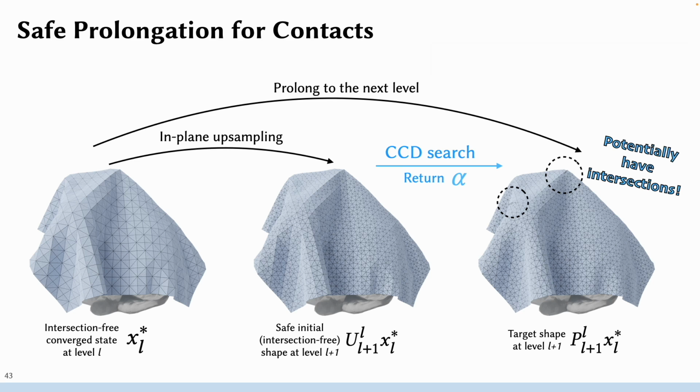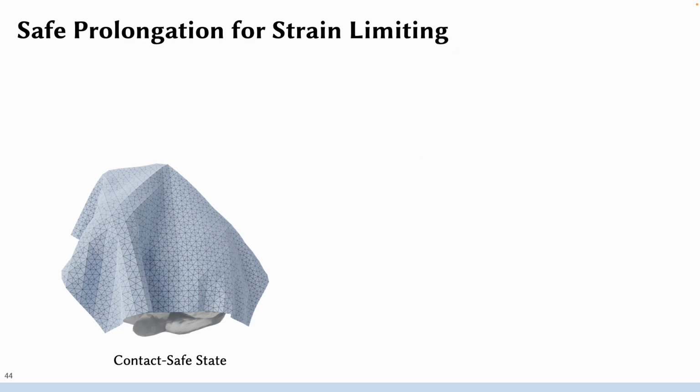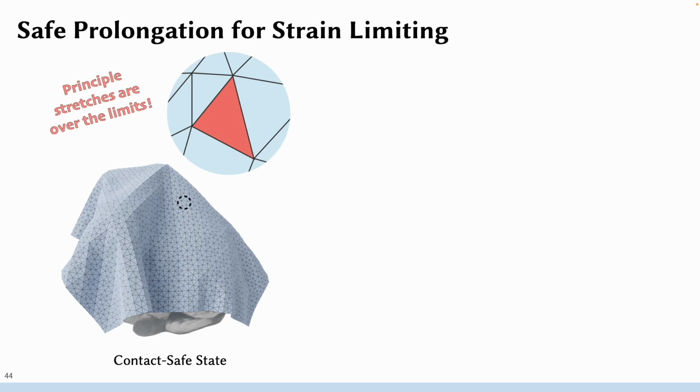Combining all these pieces together, we'll get a safe initial state for level L+1. Well, but contact is only half of the safe prolongation problem. That is to say, although the safe initial shape we just obtained is contact-free, it could still potentially violate the strain limiting constraints. And to be more specific, the principal stretches of each individual triangle are over some limits.